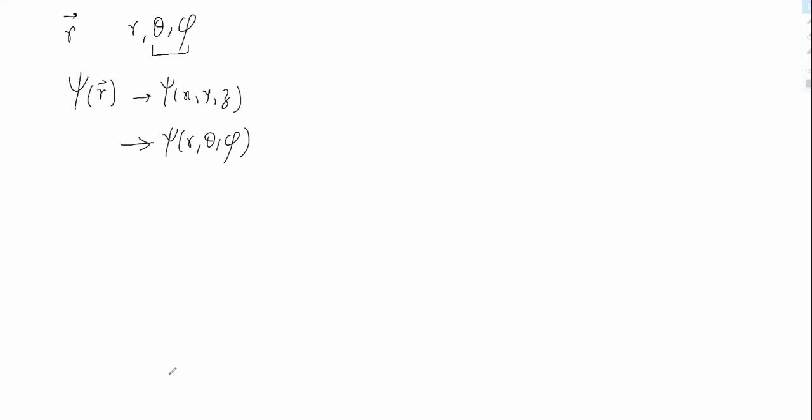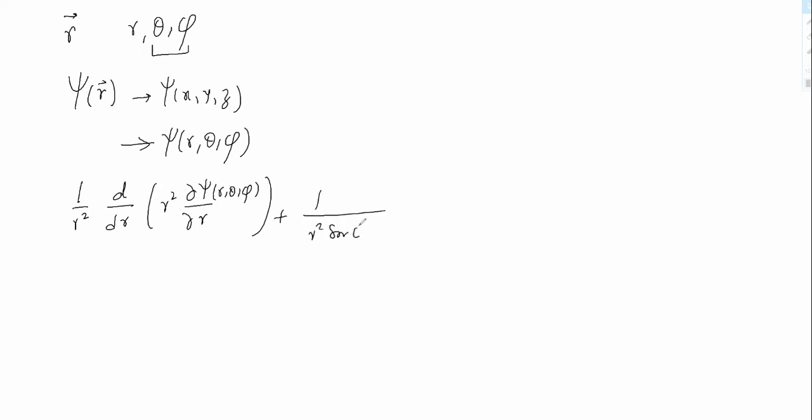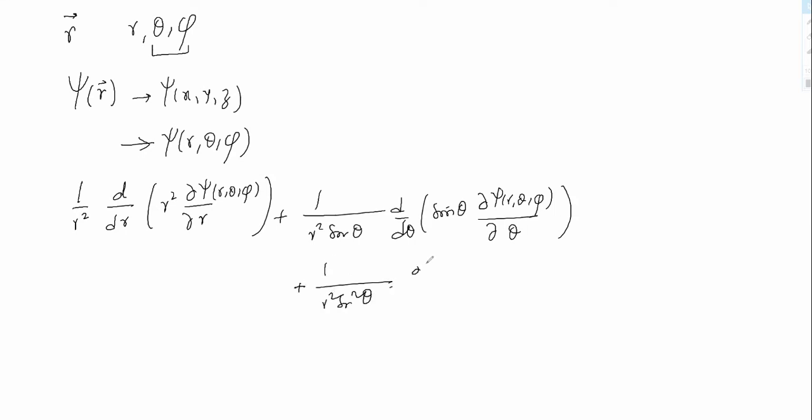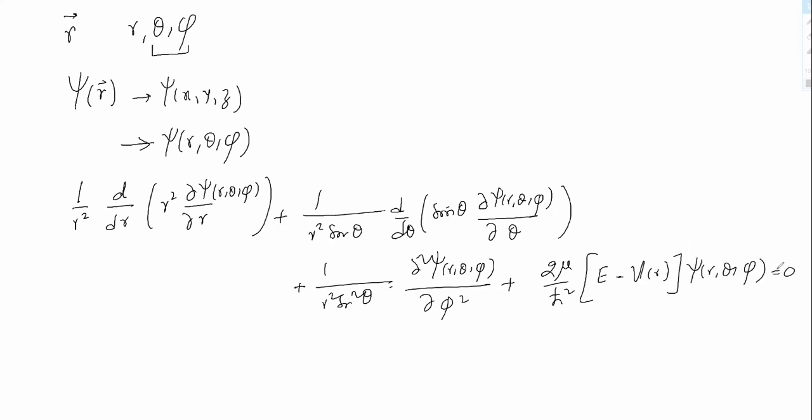And when we introduce this in terms of r, theta and phi, what we get is an expression which is very familiar to you: 1 by r square d by dr of r square dψ by dr, because this depends upon r, theta and phi, plus 1 by r square sine theta d by d theta of sine theta dψ(r,θ,φ) by d theta, plus 1 by r square sine square theta d square ψ(r,θ,φ) by d phi square, plus twice mu by h cross square (E minus V(r)) ψ(r,θ,φ). This is equal to 0.